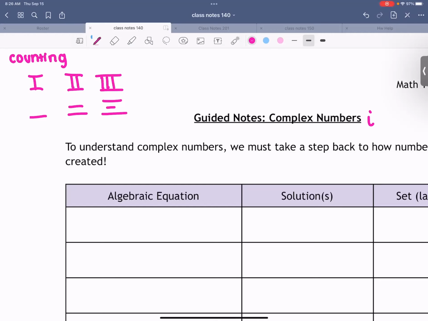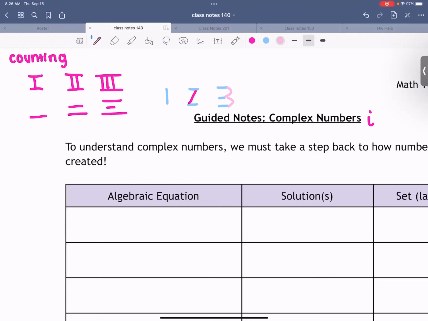I don't know if you've seen this before, but let me see if I can get this right. We've got 1, 2, 3. So even in normal numbers, counting is kind of evident. We just take it for granted because we're not used to seeing numbers written that way.